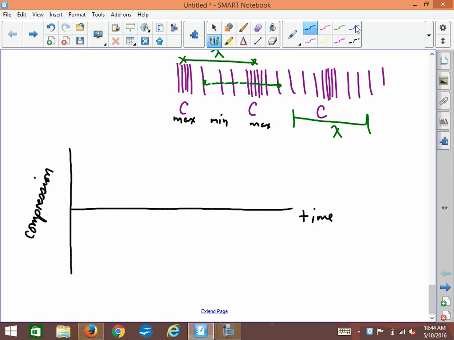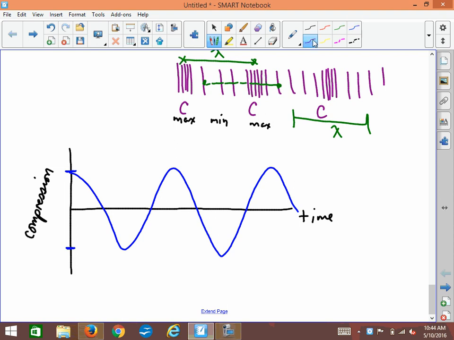So that means that on my graph, I would start with a maximum amount of compression and a minimum amount of compression. As time goes by, I change from maximum to the minimum compression, and then I go back up and I get to the maximum compression, and then the minimum compression, and then the maximum compression. And voila! The graph looks exactly like the transverse wave. And in fact, it is exactly like the transverse wave.